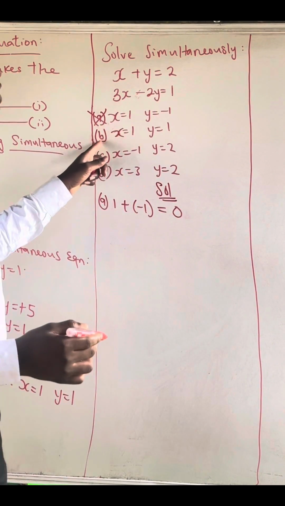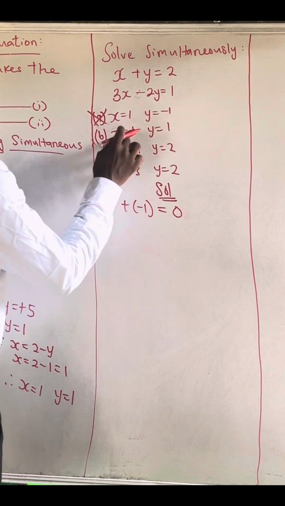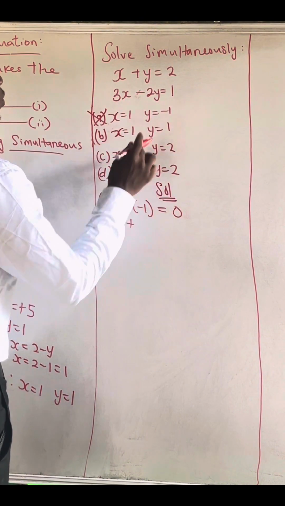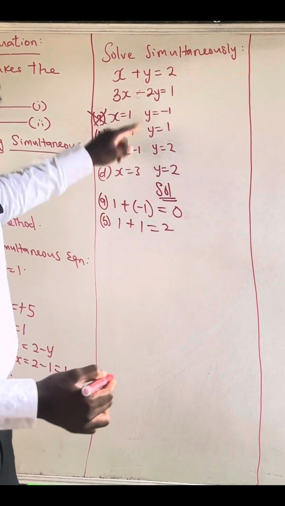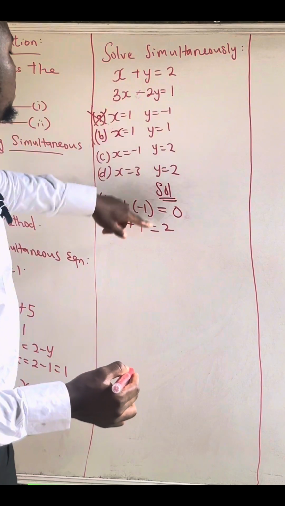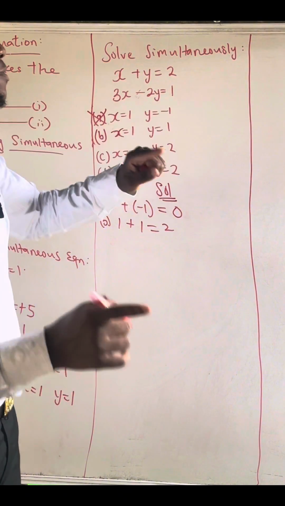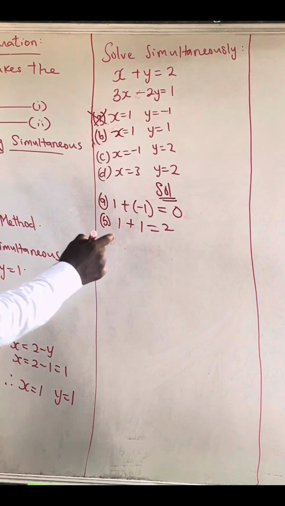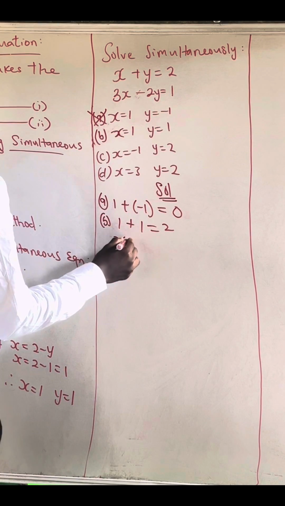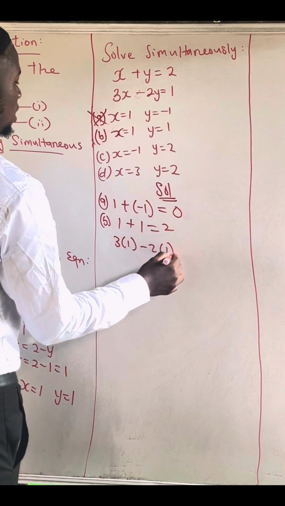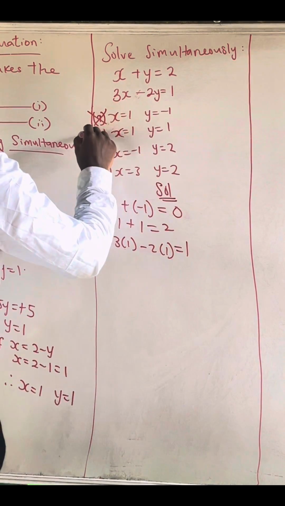So let me test option B. Substitute the values of x and y into this equation and let's see. For option B, x is 1 and y is 1. 1 plus 1 gives us 2. Since the values of x and y give us 2 after we have substituted, that simply means that option B is correct. But we have to confirm with the second equation before we conclude our answer. So let us substitute the values of x and y into the second equation also. That will be 3 times 1 minus 2 times 1. This also gives us what is here, which is 1. So this simply means that option B is correct.